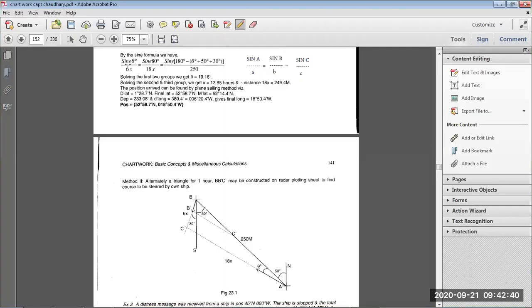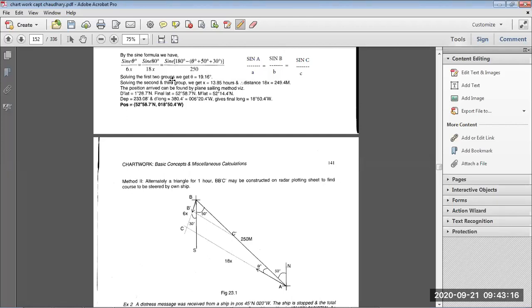So this is how we place sine theta, that is this angle A, upon side A, that is 6x, is equal to sine 80 degree, that is this angle, upon this side, that is 18x, is equal to sine of this angle, which is C. So angle C will be 180 minus this angle minus this angle. So 180 minus 80 for this angle, and minus theta will be angle C, upon this side we know is 250 miles.